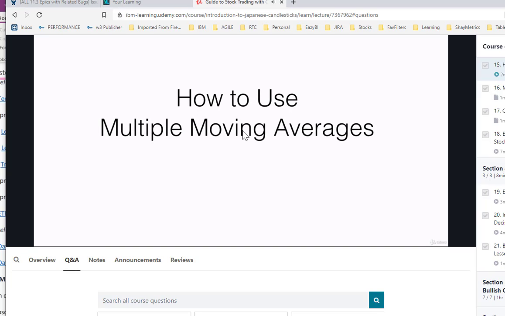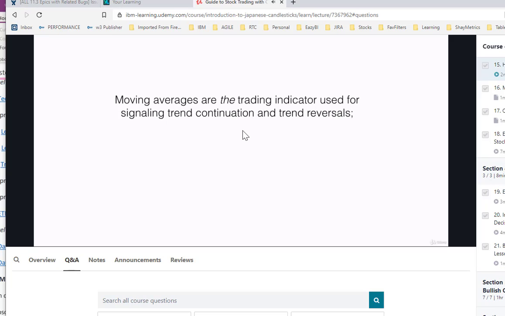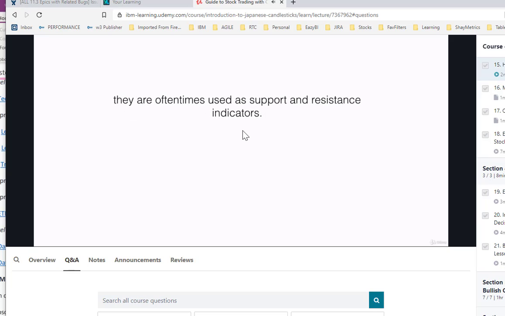How to use multiple moving averages. Moving averages are the trading indicator used for signaling trend continuation and trend reversals. They are oftentimes used as support and resistance indicators.